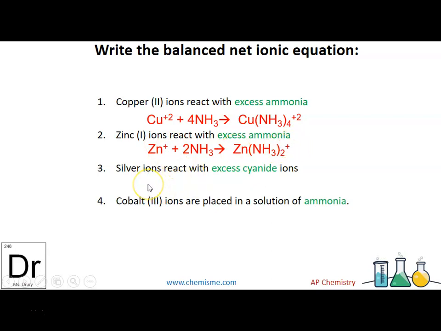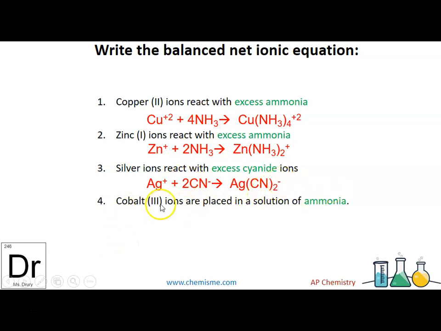Silver ions, which are Ag+, react with cyanide. This one's a little trickier. Ag+, we're going to double that, so we have 2 cyanides. The reason it's trickier is cyanide's minus. So you're going to write Ag(CN)2, because you had 2 of them, but you have plus 1 and 2 minuses, so the net charge is minus 1, right?